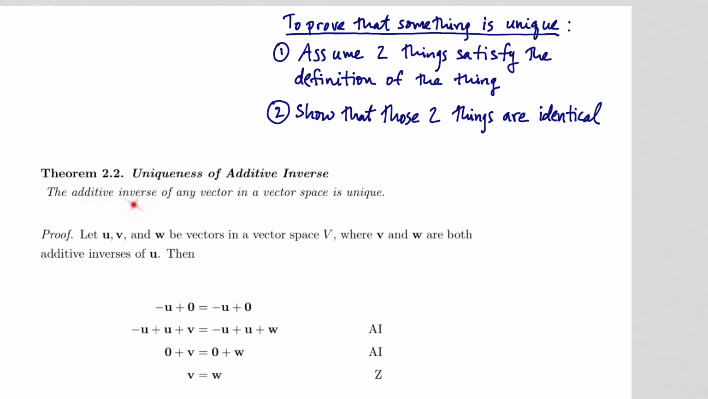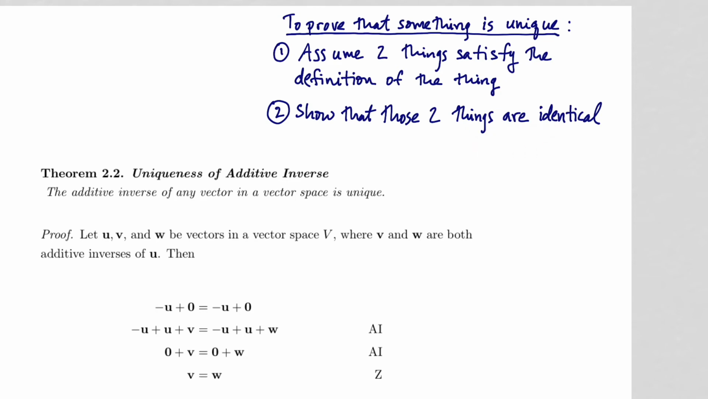So if I want to show that the additive inverse is unique, I'm going to assume that there are two additive inverses. In particular, two things that satisfy the definition of the additive inverse, which means that those two vectors satisfy the additive inverse axiom. And then show that those two things are identical.